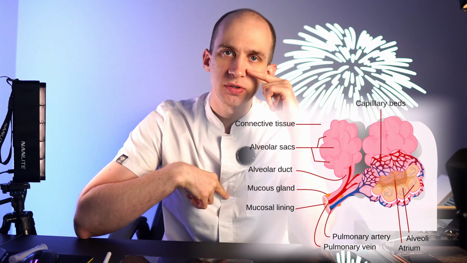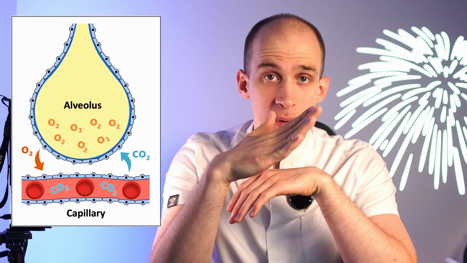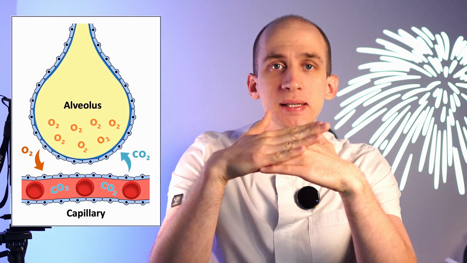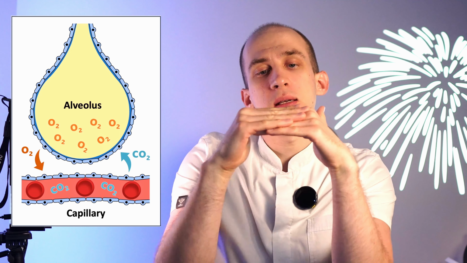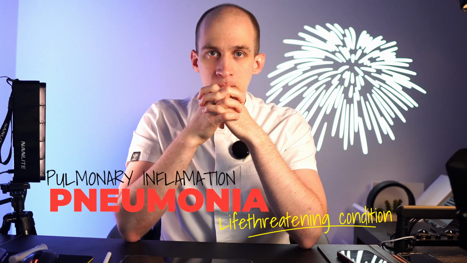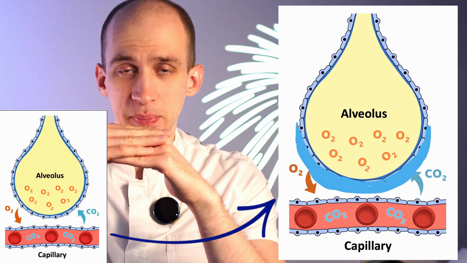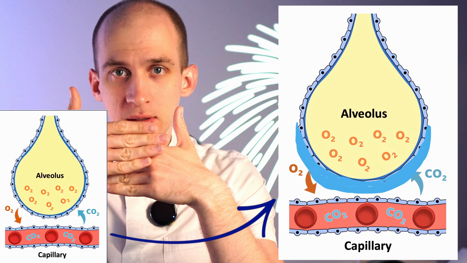Alveoli are the final destination of the oxygen in the respiratory system. One wall of cells forms the alveoli, and also one wall of cells forms the capillaries. It's like this: air and blood. If there is some inflammation, pulmonary inflammation like pneumonia, the wall between alveoli and capillaries becomes thicker.